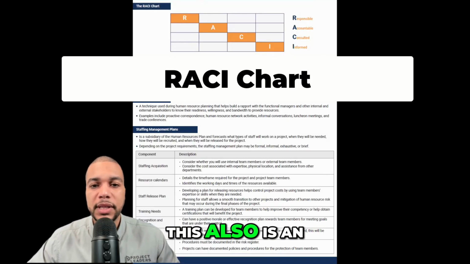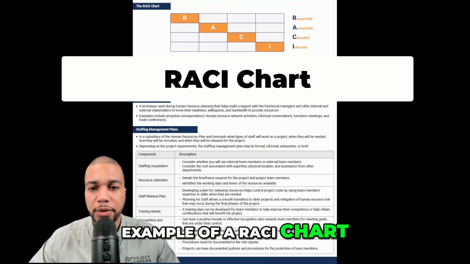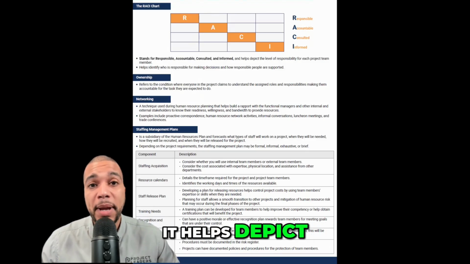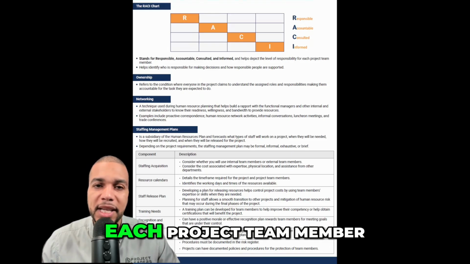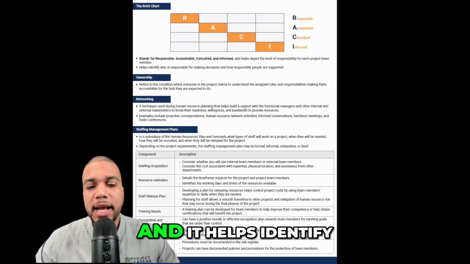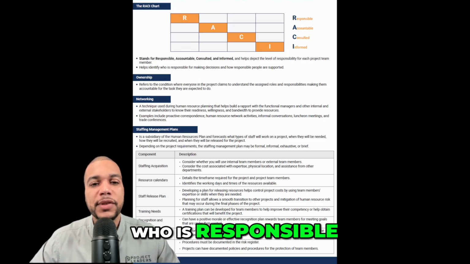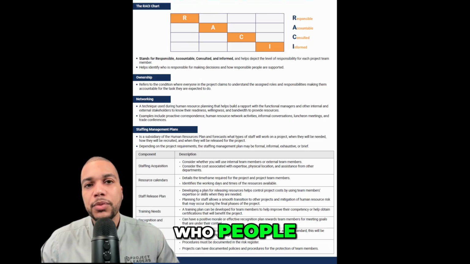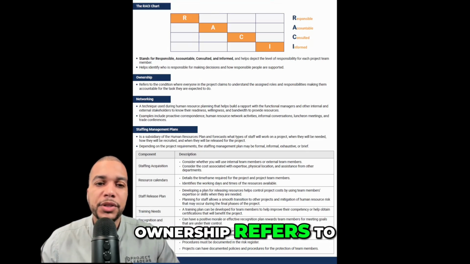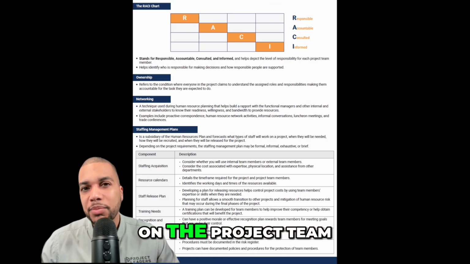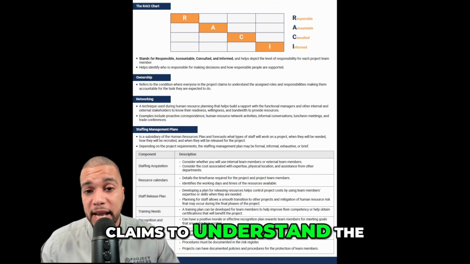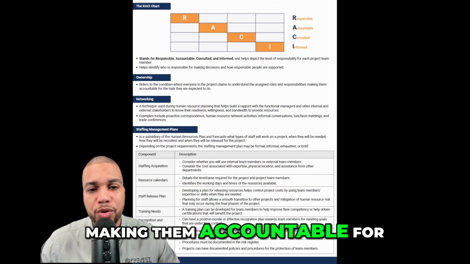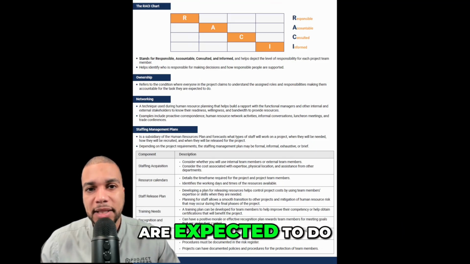This also is an example of a RACI chart. This stands for responsible, accountable, consulted, and informed. It helps depict the level of responsibility each project team member has, and it helps identify who is responsible for making decisions and who people need to support. Ownership refers to the condition where everyone on the project team claims to understand the assigned roles and the responsibilities, making them accountable for the tasks that they are expected to do.